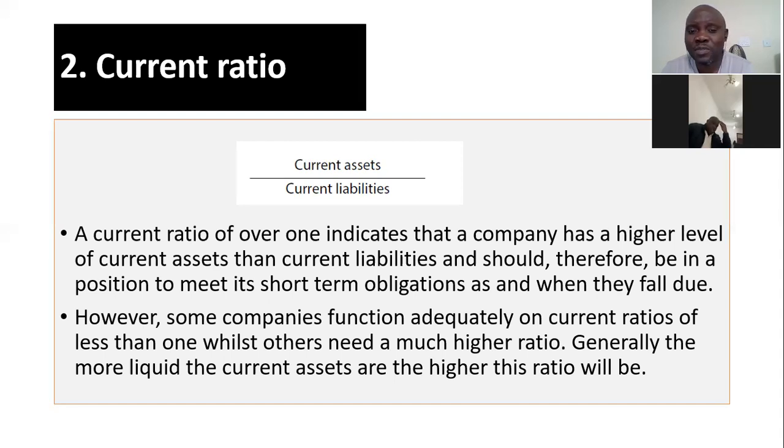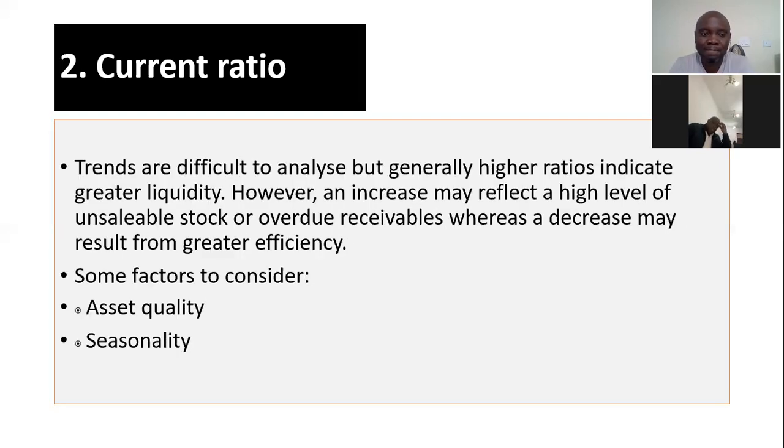So a current ratio of over 1, as I've already explained. However, some companies function adequately on current ratios of less than 1, whereas others need a much higher ratio. Depending, like for malls, you go to ShopRite or whatever, I'm sure their current ratio, even if it's lower than 1, could be fine. But all we are saying is that as and when you are supposed to meet that obligation, you should be able to meet it. So the analysis must be very clear.